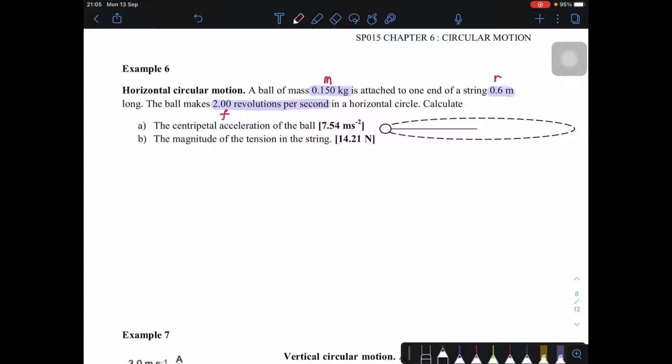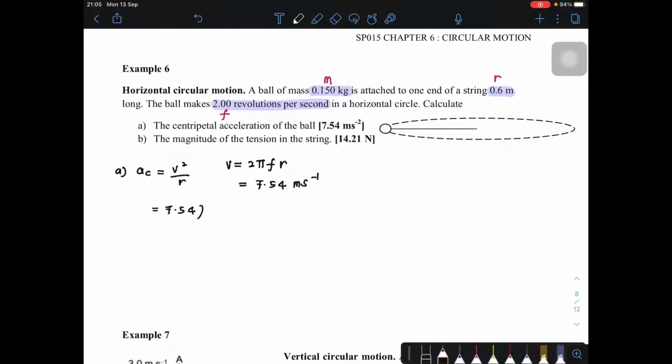So just follow saja step dekat example 4, which is AC is equal to V square divided by R. Tetapi kita kena cari dahulu V, which is in terms of frequency, which is 2 pi F times with the radius. So kamu akan dapat 7.54 meter per second dan masukkan dekat sini.